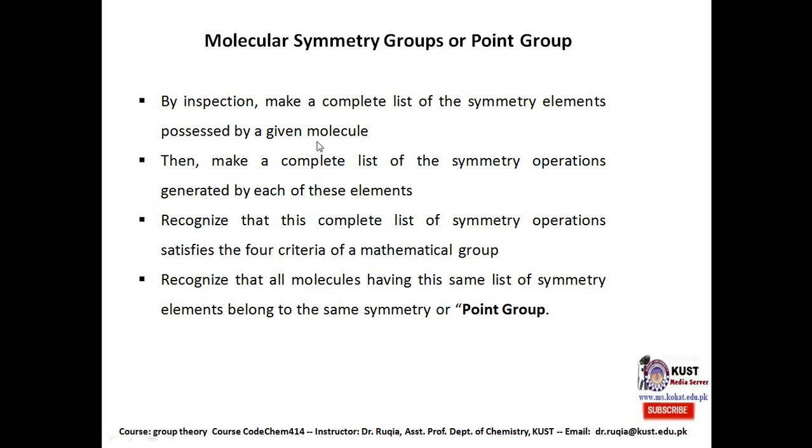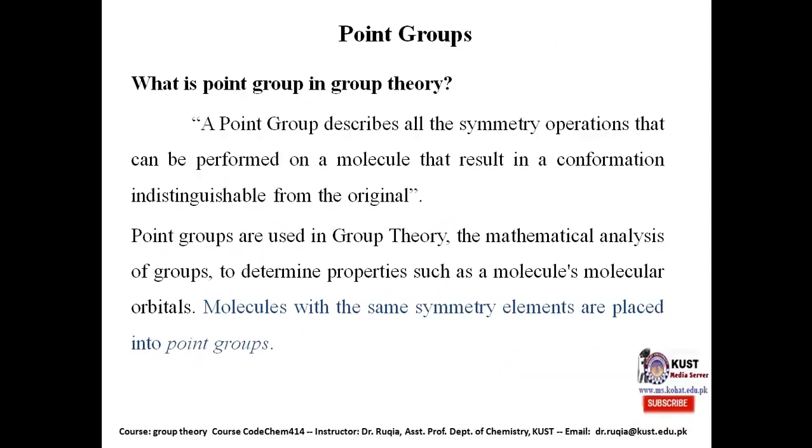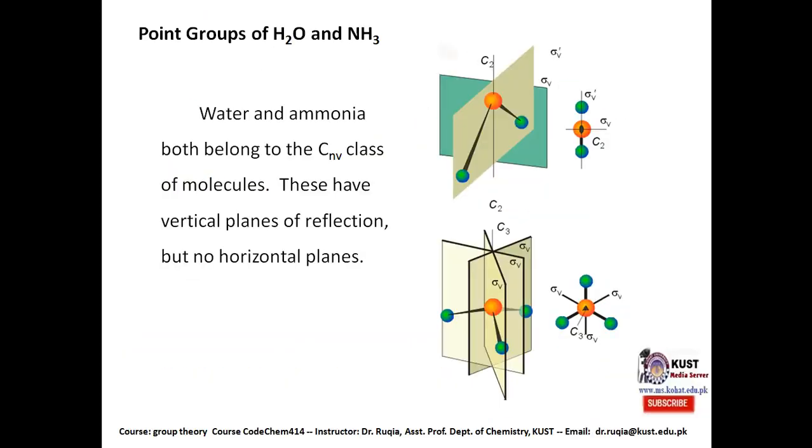Now, before assigning a point group to the molecule, we have to make some observations. First, we inspect the molecule and make a complete list of symmetry elements that are present in the molecule, followed by a complete list of the symmetry operations generated by each element. When we recognize the list of the symmetry elements present in a molecule, we observe whether it satisfies all 4 criteria of the mathematical groups, which I told you in the previous slide: closure, associativity, identity and inverses. It must possess all the 4 properties which we discussed earlier. And then we recognize that all the molecules having the same list of symmetry elements belong to the same point group. Now we are coming towards the description of the point groups.